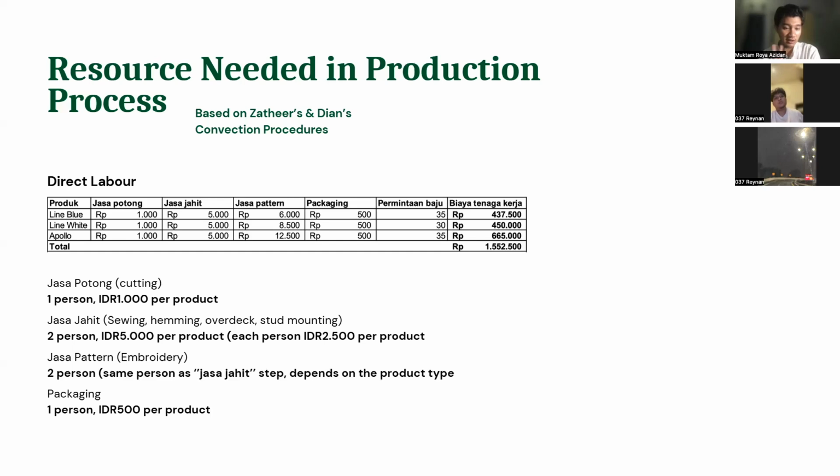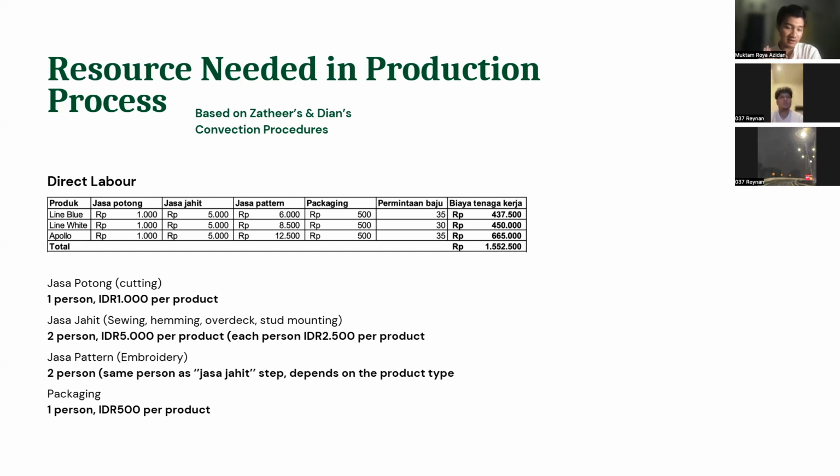And there are another two persons who work in sewing, hemming, overdecking, and stud mounting, with a salary of about 2.5 thousand each. So in total, for one activity and one service, it's around 5,000 per product.